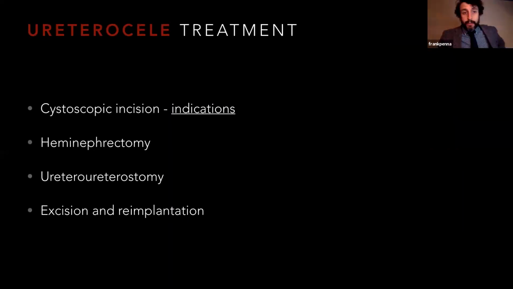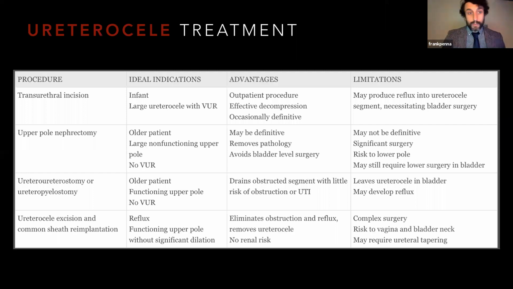Anyway, how do we treat this? I mentioned incising it. We can remove the kidney. We can connect the ureter, if it's a duplicated system, to another ureter and divert the urine so it doesn't drain through the ureter with the obstruction on it. Or you can just open the bladder and remove the thing, which is kind of aggressive. And there's pros and cons to doing any of those things.